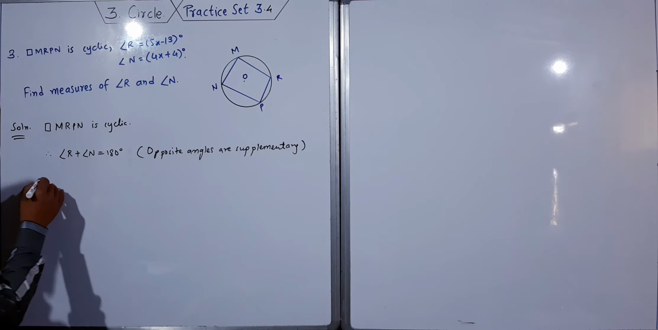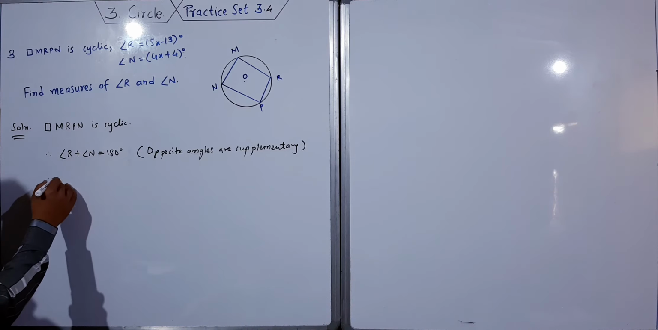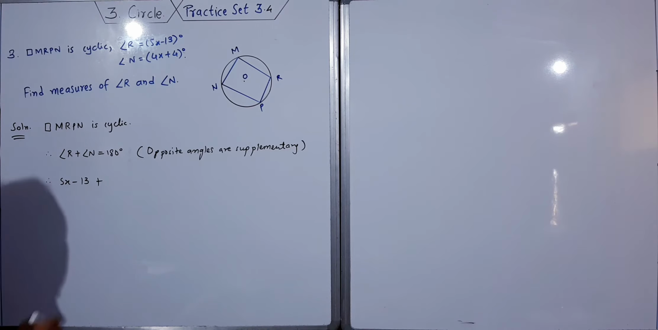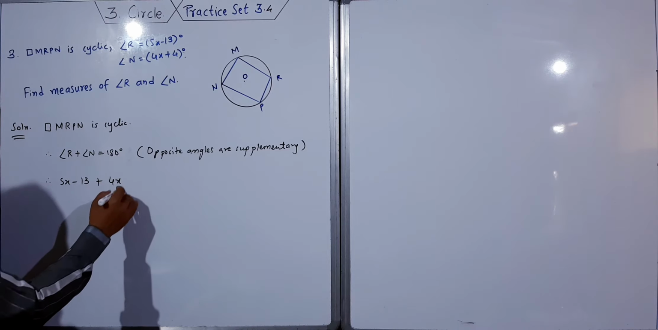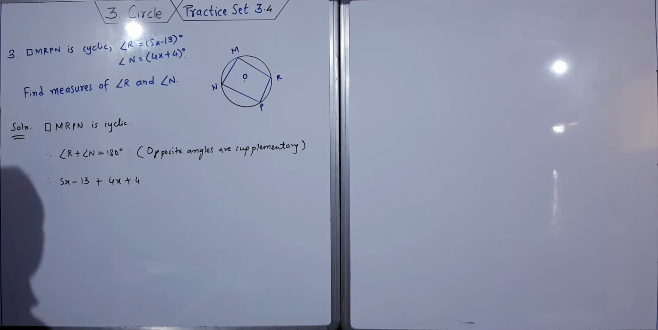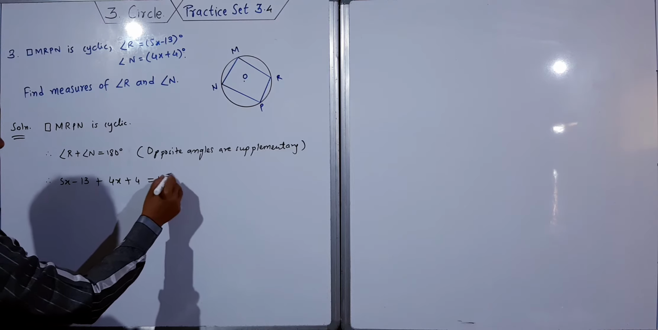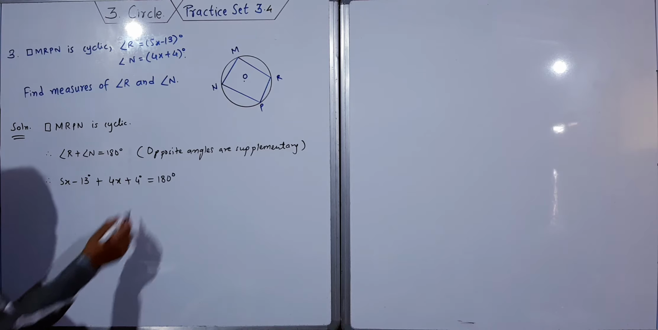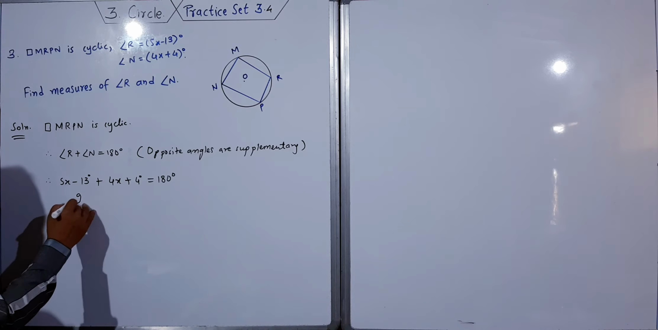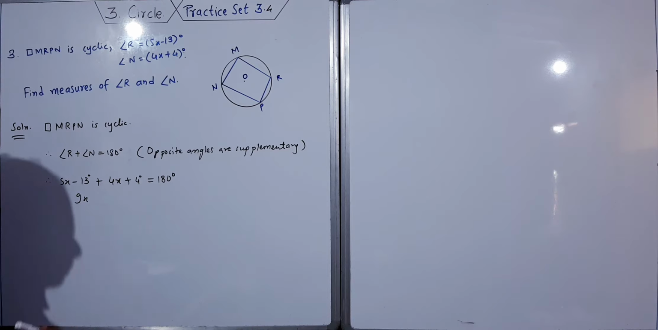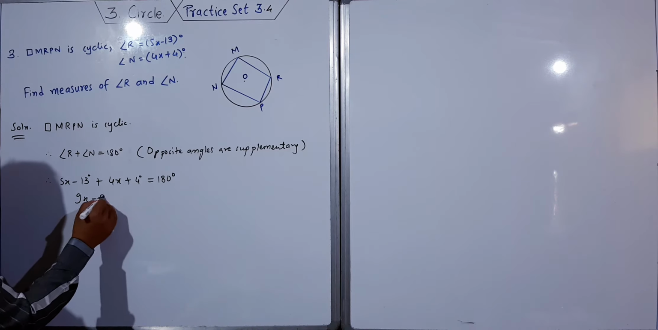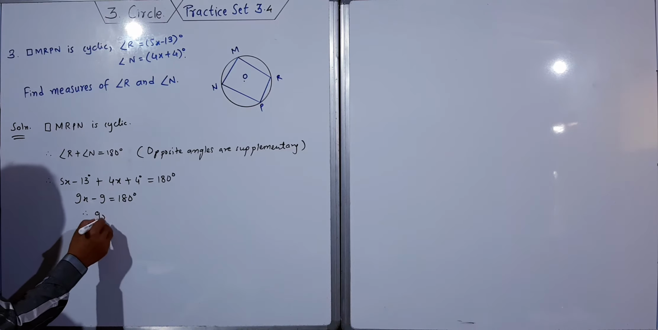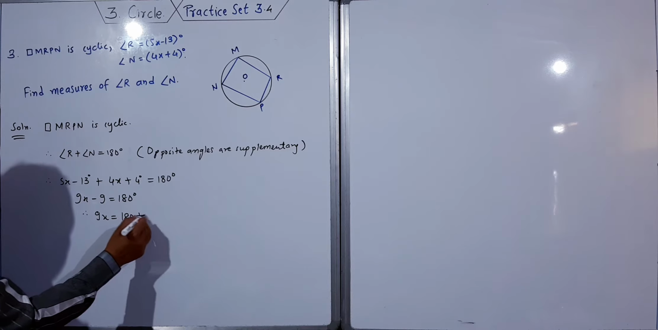So whatever the measures given, we write here: 5x minus 13 plus 4x plus 4, this is the measure of both, is equal to 180 degrees. Now add this, I'll get 9x, and minus 13 plus 4, I'll get minus 9. The minus 9 will become plus on the RHS, so 180 plus 9.